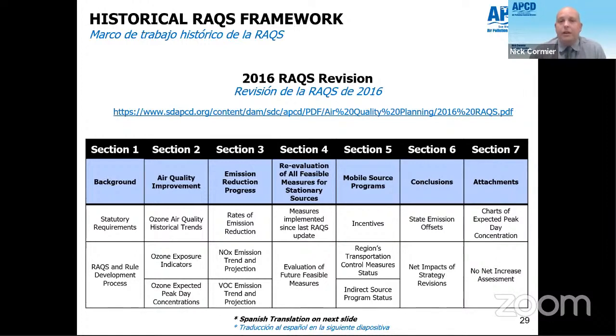Section 6 summarizes the conclusion of the plan overall to state whether the region remains on track to attain state ozone standards by the earliest possible date, and also summarizes the findings of our no net increase demonstration. And then finally, Section 7 includes attachments to the plan.